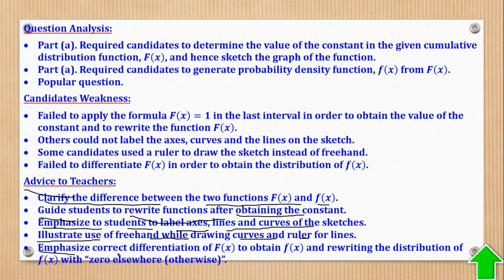Then emphasize correct differentiation of F(x) to obtain small f of x. So what does that mean? It means that some candidates differentiate but they don't add that part of 0 elsewhere. It must be seen.